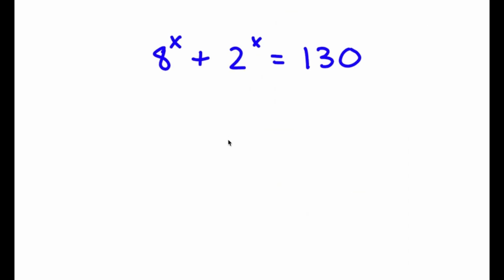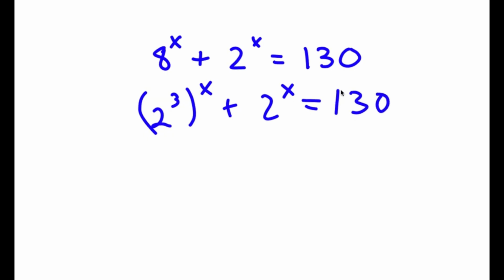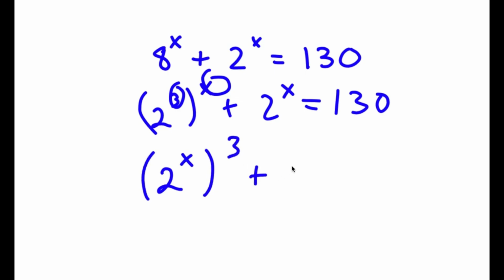Alright, so in this problem, I have 8 to the power of x plus 2 to the power of x is equal to 130. To solve this, I'm going to first start by rewriting 8 as 2 to the power of 3. So now I have (2 to the power of 3) to the power of x plus 2 to the power of x is equal to 130. And I can actually switch the places of 3 and x. So this is the same thing as (2 to the power of x) to the power of 3 plus 2 to the power of x is equal to 130.